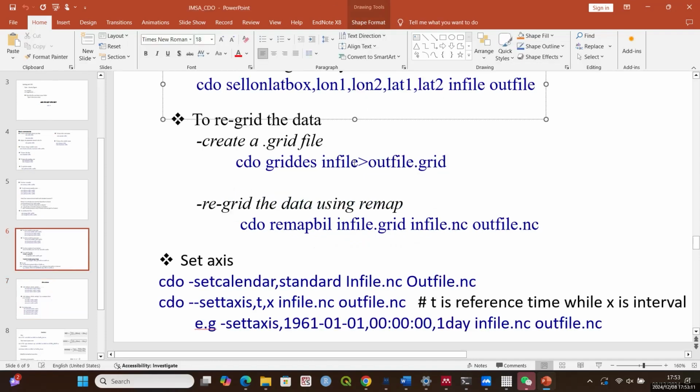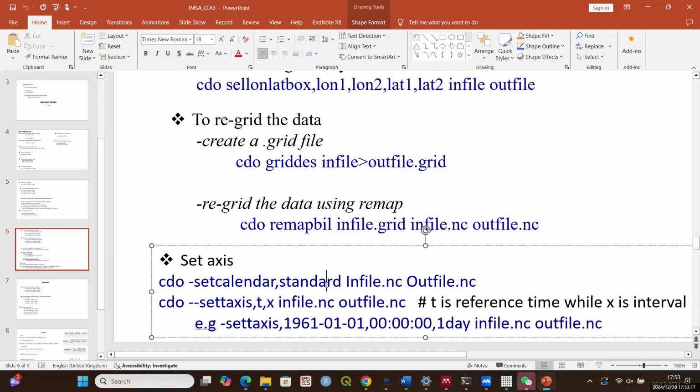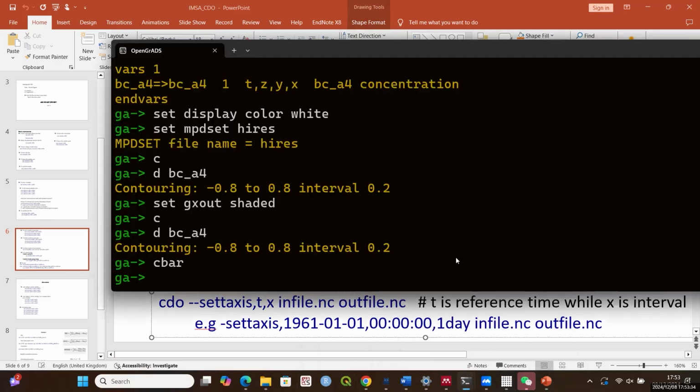Yeah, all this we already did. Remap bilinear we already did. The regridding we already did. Those things. Yeah, so this set calendar standard we already did all those things. This was the only thing that we did not do. Maybe let's try to do one. We just destroy one file. I hope it works.